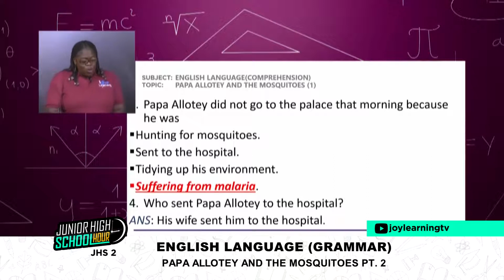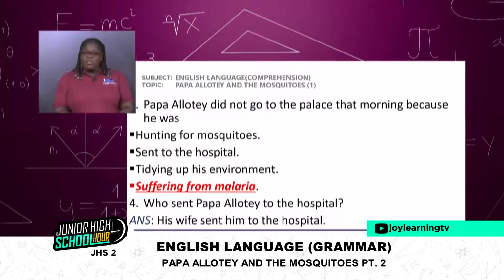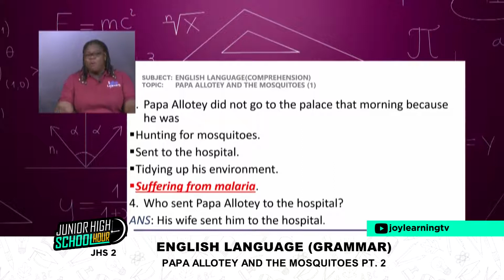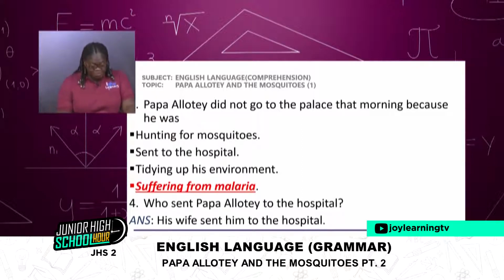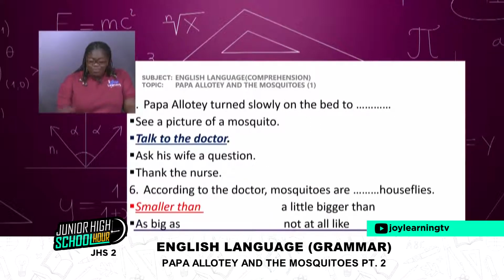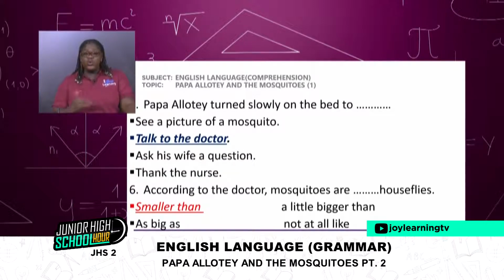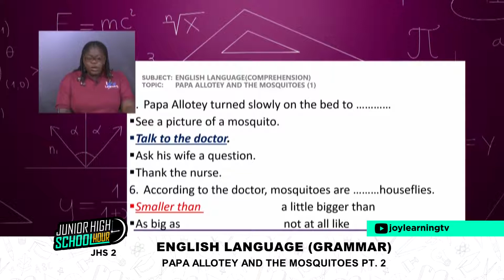Number 4, who sent Papalo to the hospital? Of course, obviously, definitely, his wife sent him to the hospital. A good wife, what can she do? Number 5, Papalo turned slowly on the bed to dash. 1, to see a picture of a mosquito. 2, to talk to the doctor. 3, to ask his wife a question. And 4, to thank the nurse.